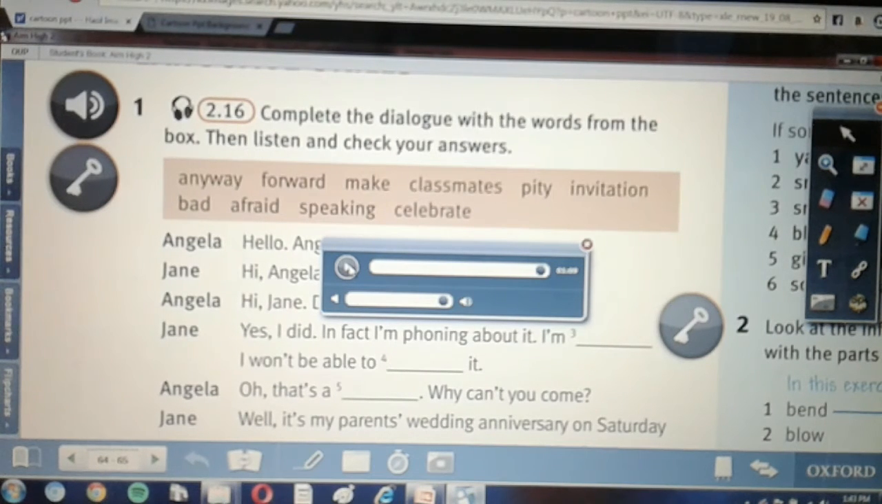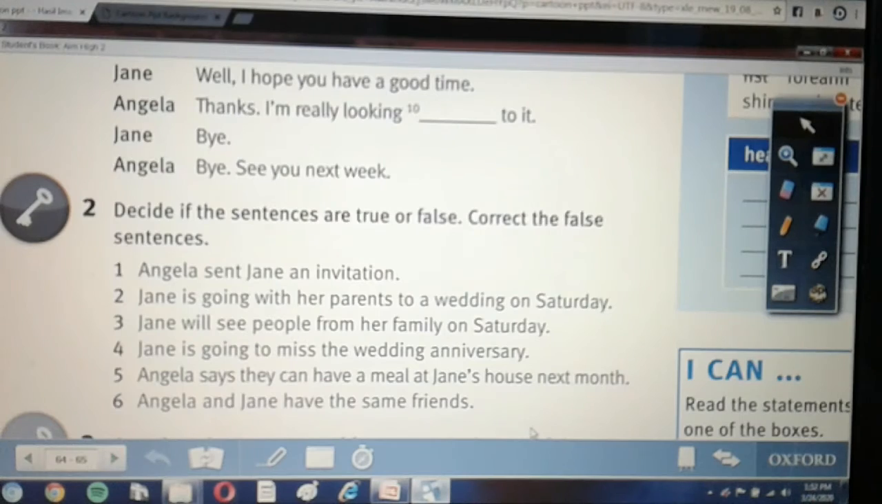Okay, that's the audio. Now move on to the second part. Before doing the second part, you need to read the conversation between Jane and Angela once again. Later, decide if the sentences here, 1 until 6, are true or false. Just write down whether they are true or false. You don't need to give the corrections for the false sentences.